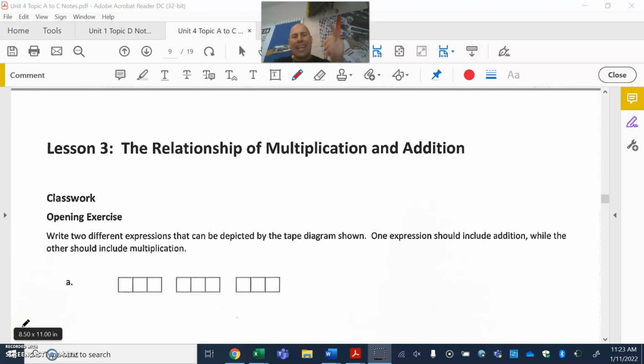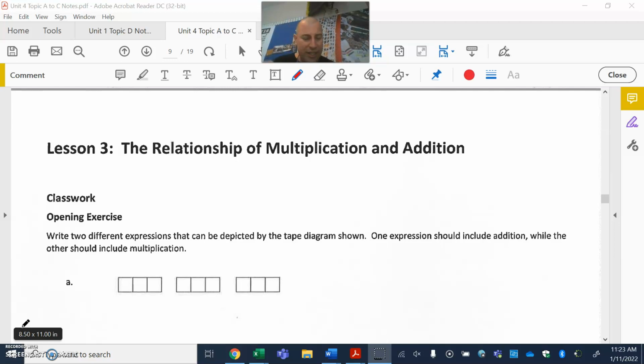Hey everyone, we are in lesson number 3 today, taking you back down to the days of elementary school, people. The relationship of multiplication and addition. Ah, yes, 3rd grade, where multiplication showed up to the party. No, come on, multiplication's a great thing, all right? It speeds up our addition. Let's remind you about it there.